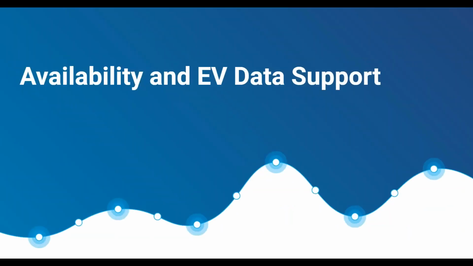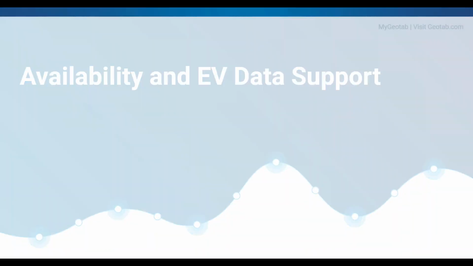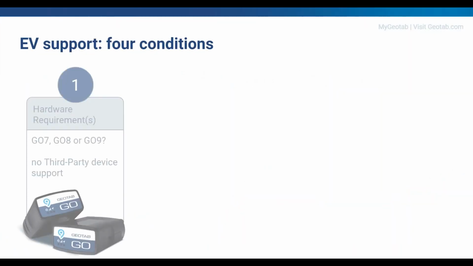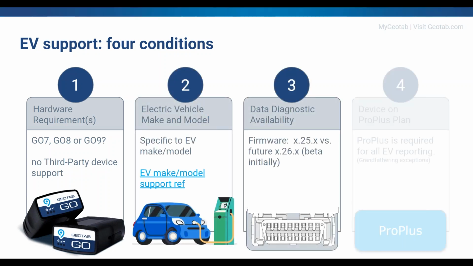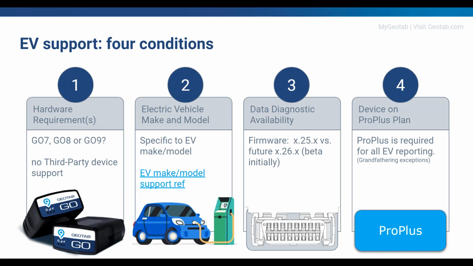So I've gone through those new features. Now I want to give a little bit of caveats on availability and EV data support. It is something we're actively building out all the time, so we want to explain some of that here. There are really 4 conditions to know whether your electric vehicle is supported. The first is Go 7, 8, or 9. There are some differences that I'll explain really quickly between the data that's available on Go 7, Go 8, or Go 9. If you are using third-party devices, unfortunately, we do not have support for electric vehicles today.